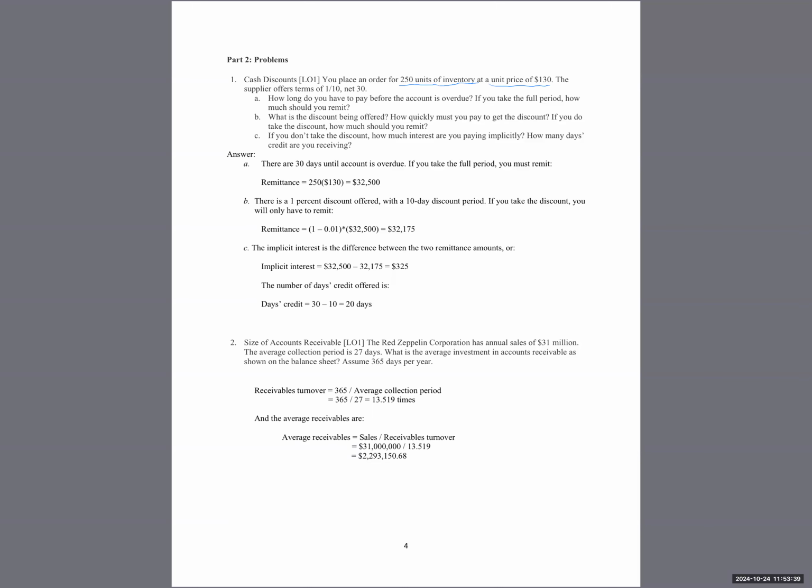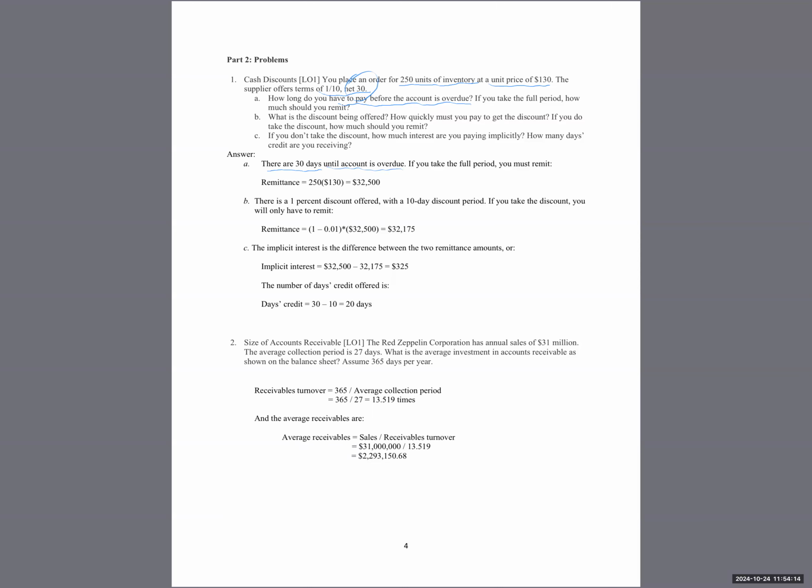The supplier offered terms of 1% discount for 10 days, 1/10, net 30 days. Question A: how long do you have to pay before the account is overdue? If you take the full period, how much should you pay? It is 30 days, because that is the policy until the account is overdue.